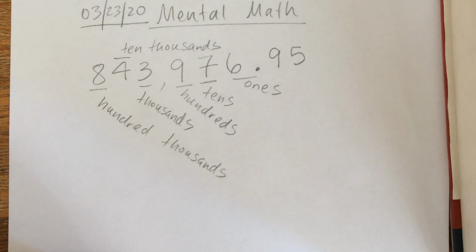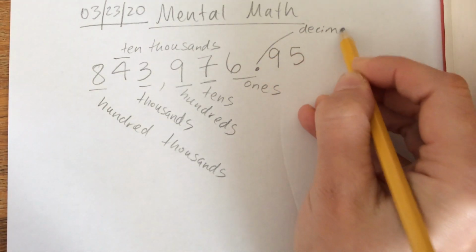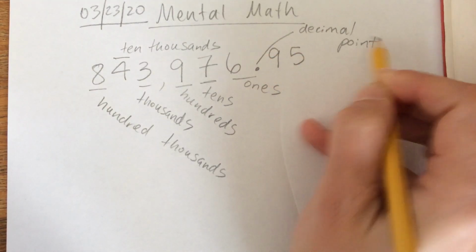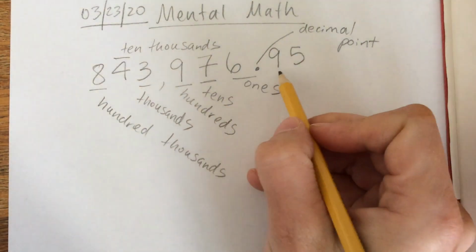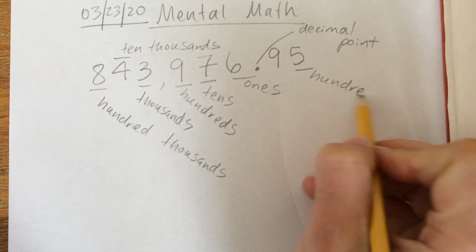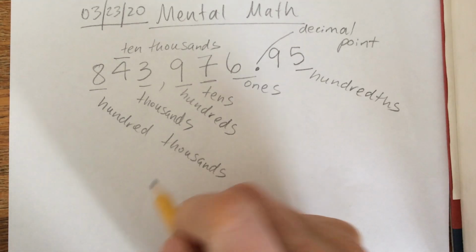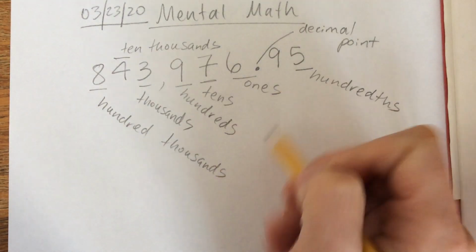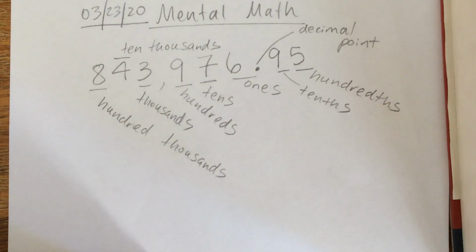Let's add something in here. Can you identify the decimal point? Pause the video. Decimal point. Can you identify the hundredths? Almost tripped myself up there. Yep, this is the hundredths. And finally, the tenths. Pause the video and back. This is the tenths. Okay, let's make it a little harder.